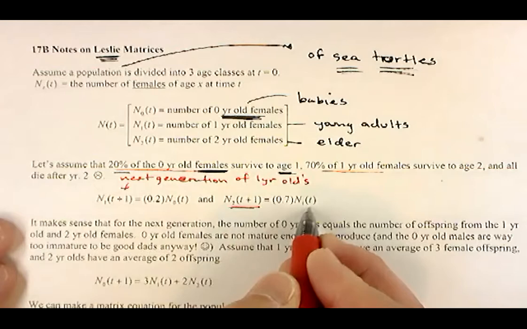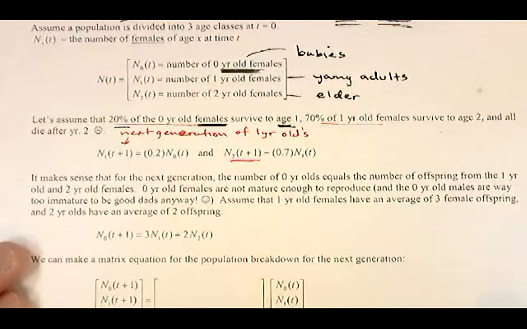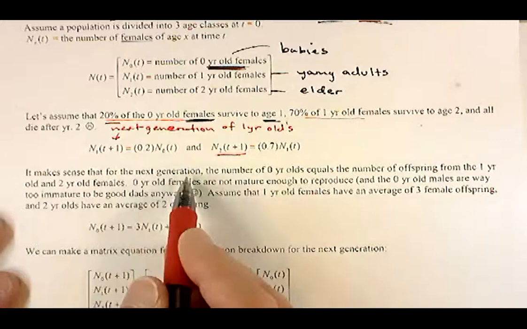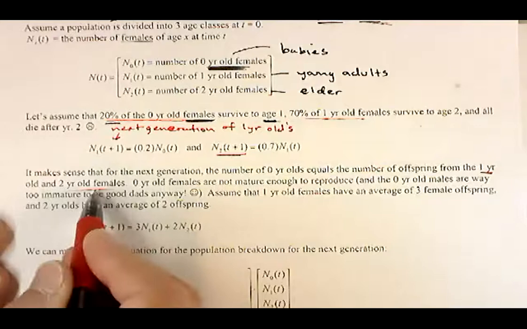What else is going to contribute to the next generation of sea turtles? It's the number of babies, the number of offspring. Let's just pretend we have this information. It makes sense that the next generation of zero-year-olds, the new babies, comes from the number of offspring from the one-year-old turtles, the young adults, and the older turtles.